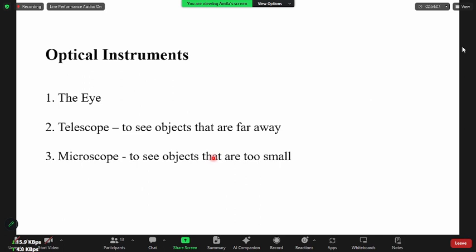And then mirrors and lenses, which involve the two phenomena, reflection and refraction. So is it clear up to that point? Any questions?